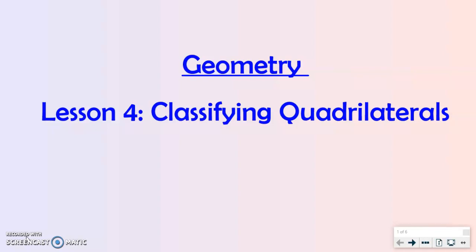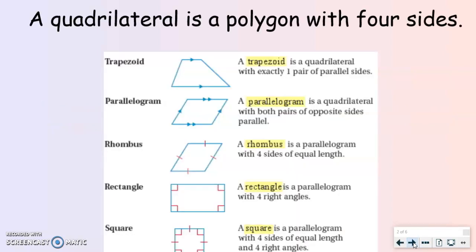Everyone. Today we're going to be continuing with our geometry unit, and today's lesson is lesson 4, which is classifying quadrilaterals. So in our previous lesson, we worked on classifying triangles, which are three-sided polygons. We learned that we could classify them by their angles, the size of their angles, and also by the length of their sides. And so today we'll see some similarities with how we can classify quadrilaterals.